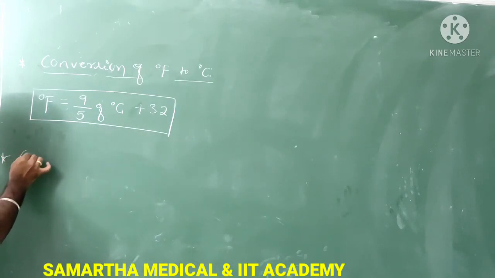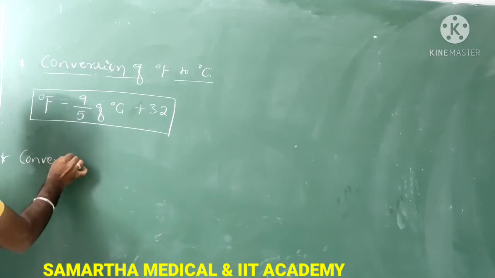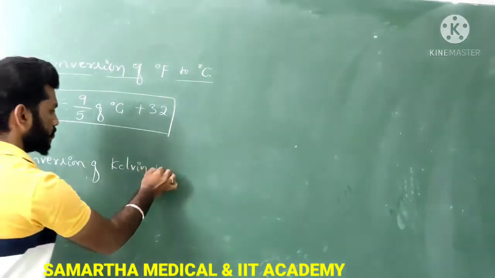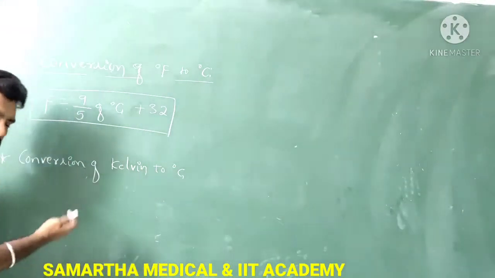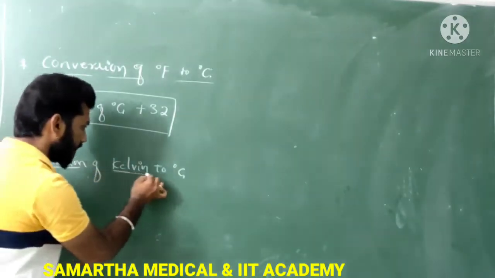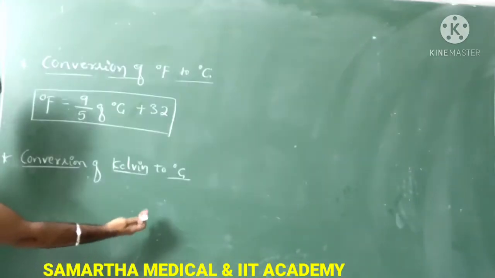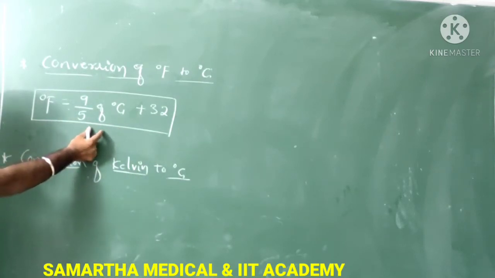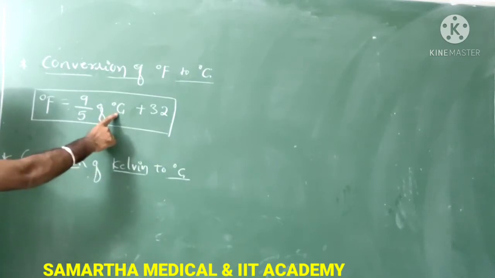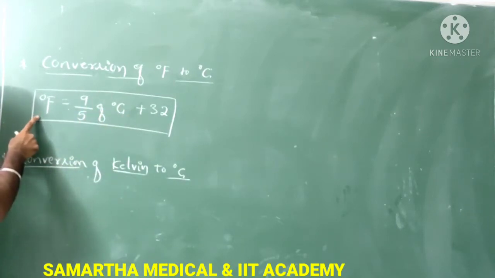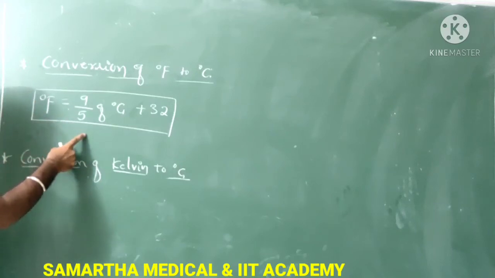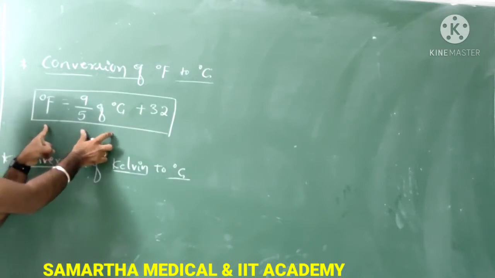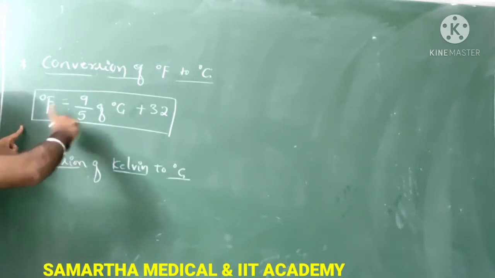Next, conversion of Kelvin to degree Celsius or degree Celsius to Kelvin, and degree Fahrenheit to degree Celsius or degree Celsius to Fahrenheit. Just rearrange the terms. If you want degree Celsius, then the formula will be degree Fahrenheit minus 32, into 5 by 9. Just make a small rearrangement here, and then you are going to get the conversion of degree Celsius to Fahrenheit.